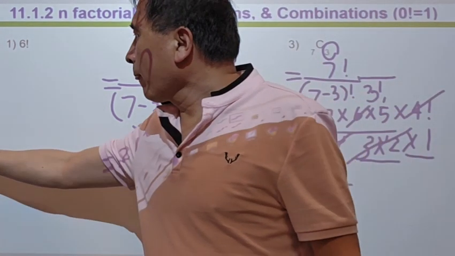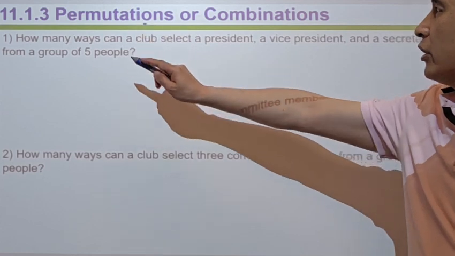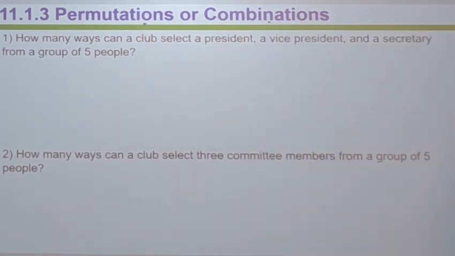Okay? So the key thing is figuring out whether this is a permutation or a combination. As I told you, if order matters, that's permutation. And if order doesn't matter, then it's combination, right?